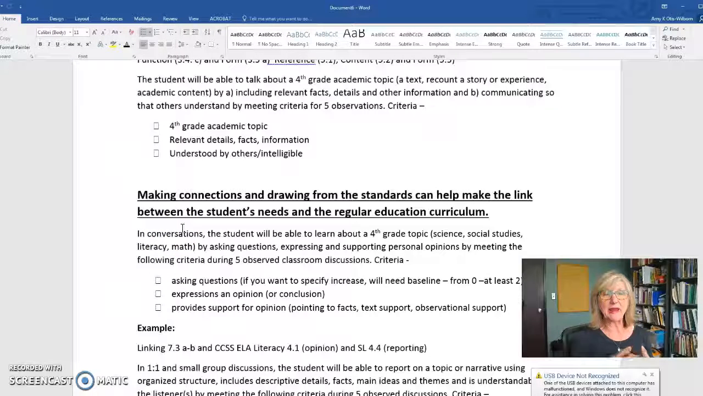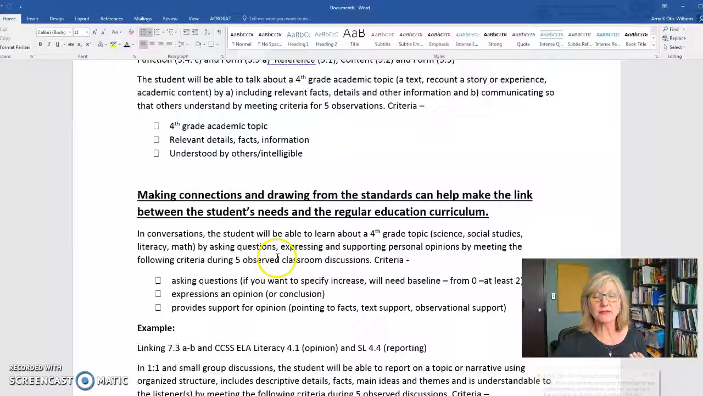And then you can make connections and draw from the standards that can help you make the link between the students' developmental needs and the regular curriculum. And so you can see in these examples, I'm drawing from some of the language and some of the goals. They're not written perfectly for the students, so you do need to tweak it.